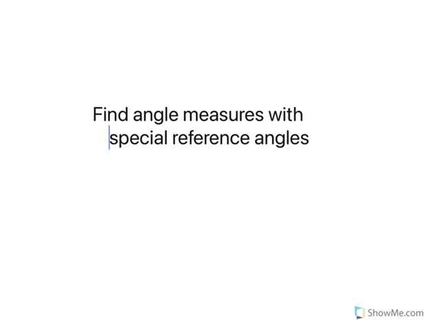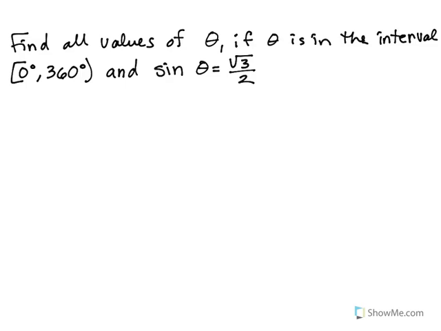Find angle measures with special reference angles. Let's find all values of theta if theta is in the interval 0 to 360 degrees and the sine of theta is square root of 3 over 2.